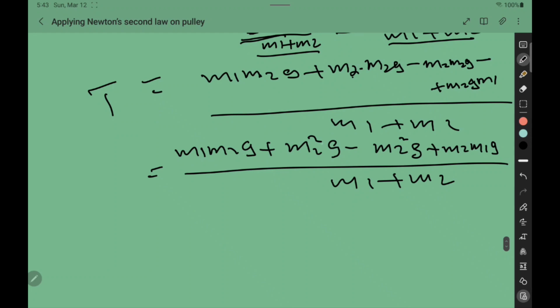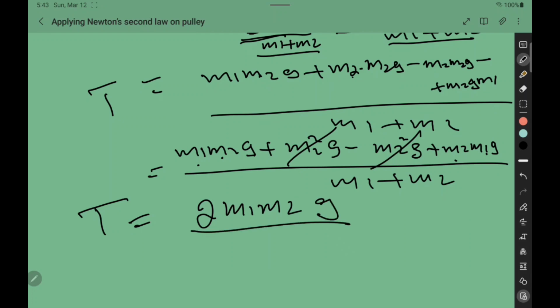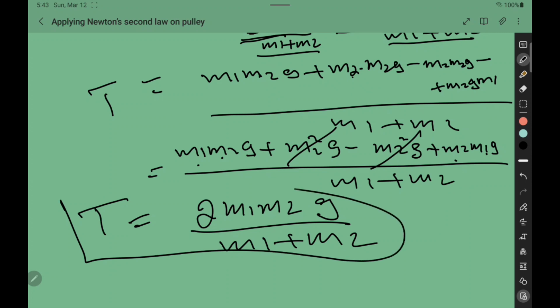Now this is equal to how much? This cancels that. Mass 1 times mass 2 times gravity and mass 1 times mass 2 times gravity are the same, so the tension is going to be 2 times mass 1 mass 2 times gravity divided by mass 1 plus mass 2. That is the tension. Let us do this with some numerical example.